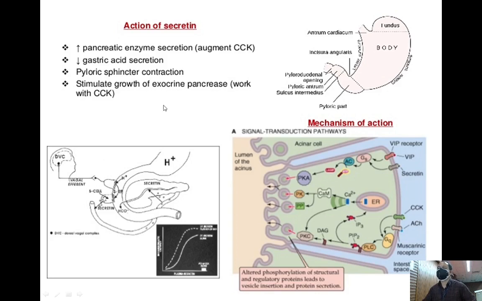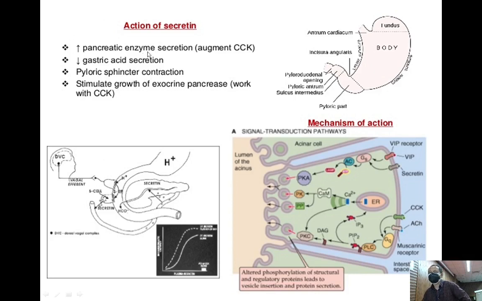Okay, so what is the action of secretin? Now we know it increases pancreatic enzyme secretion by augmenting the function of CCK. All right, and at the same time it helps in the secretion of a fluid which is rich in bicarbonate, an alkaline secretion. Number two, it can decrease gastric acid secretion, and motility as well. Okay, and pyloric sphincter contraction also is a function of secretin.